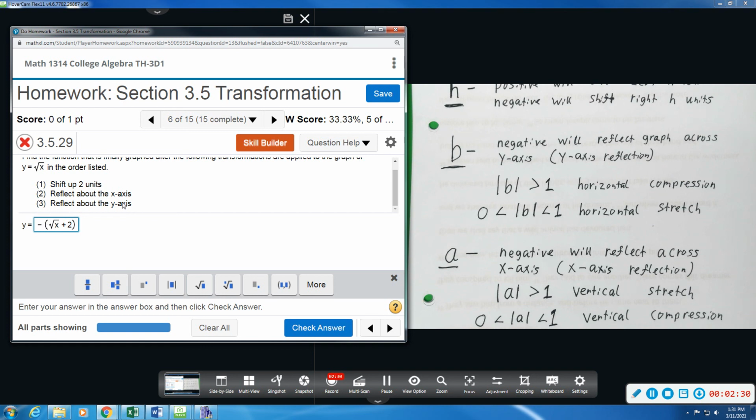And then we reflect across the y-axis by making the b value negative. So now we're going to go inside and add a negative in the front. And that's going to be under the root. So this is going to give us both those changes.